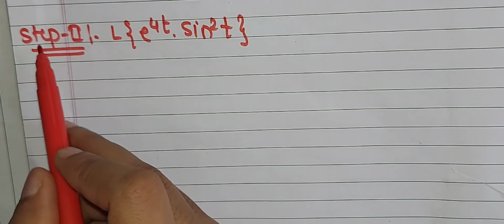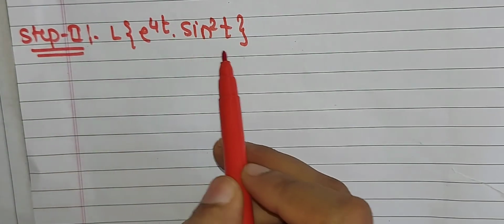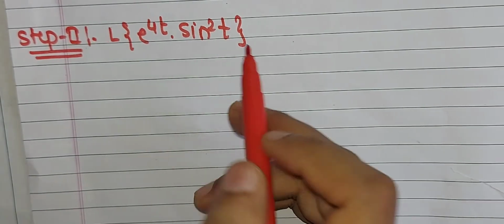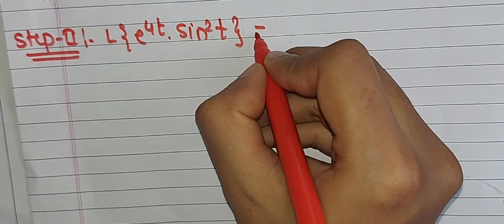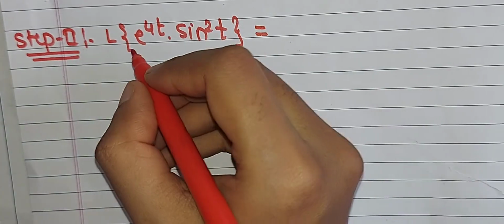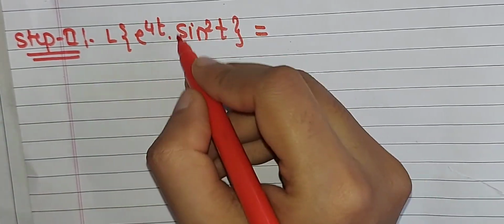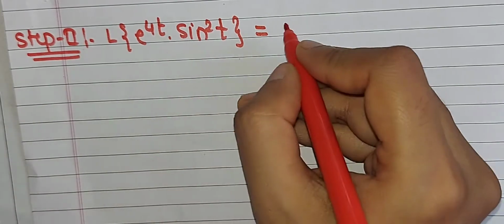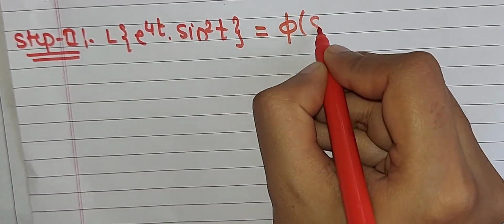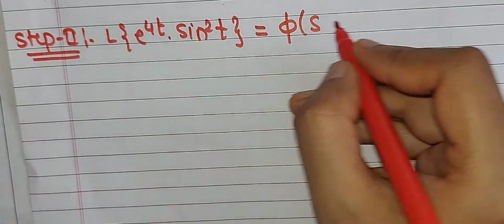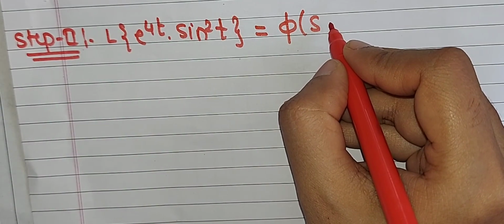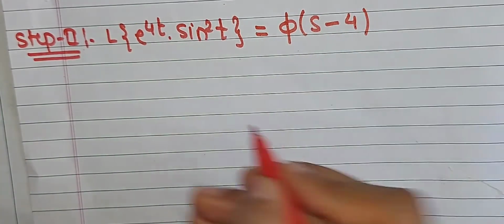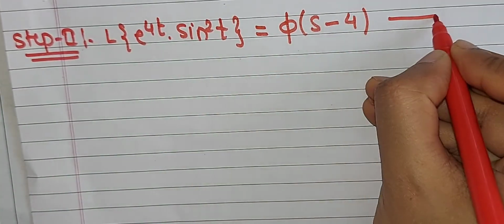Now our step number 2 is to apply Laplace on the total question, that is Laplace of e raised to 4t into sin square t. With the help of the first shifting theorem, if we have e raised to something into some function f of t, then we can write this as phi of s minus something. Here we have a plus sign, so write the opposite sign, that is negative, and the coefficient of t is 4. So this is our equation number 2.